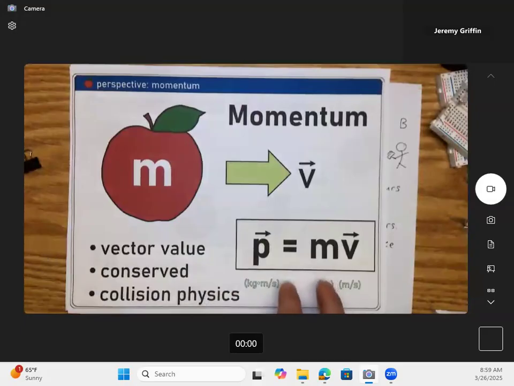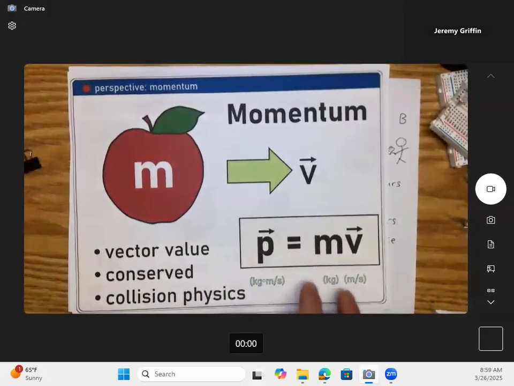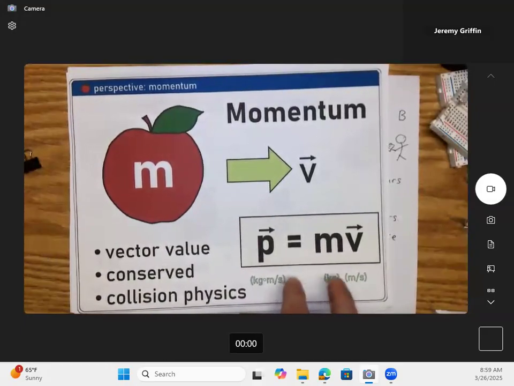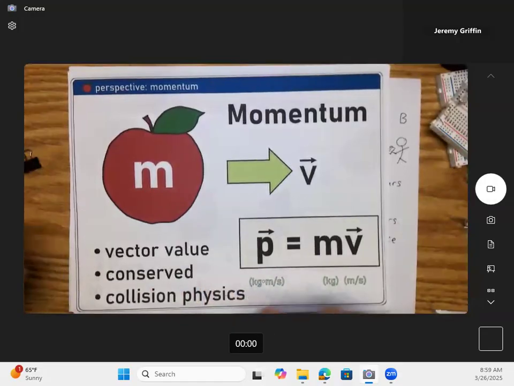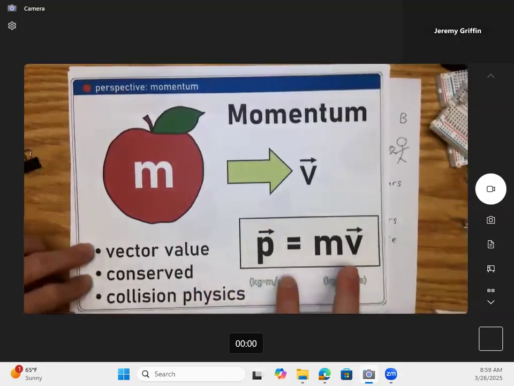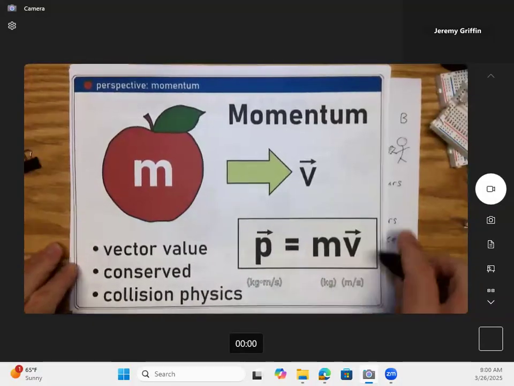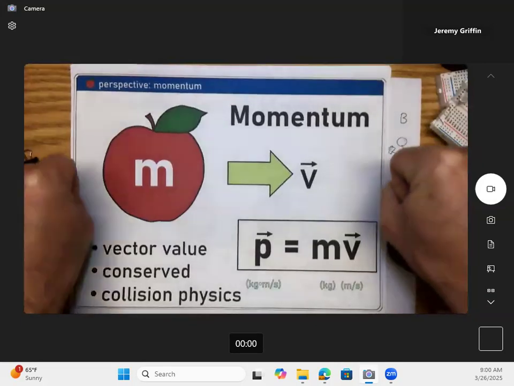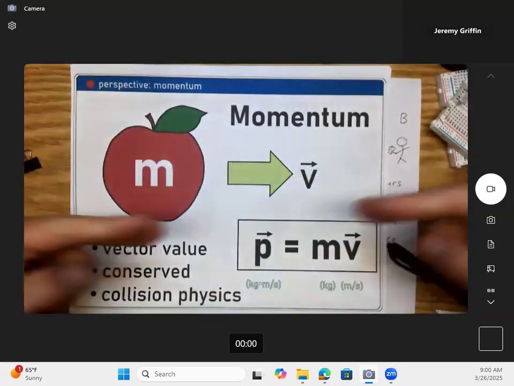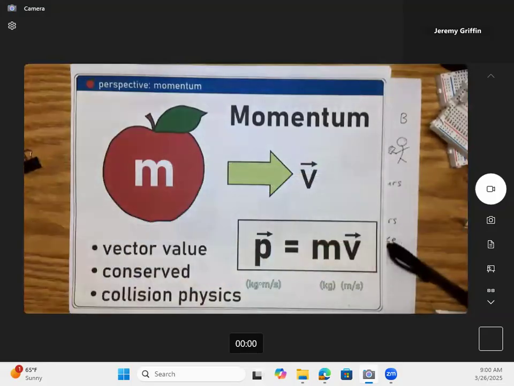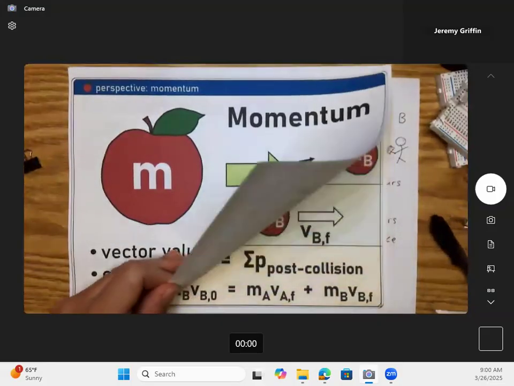And what scenario do you know to apply this feature? Collisions. Yeah, whenever you see collisions, you know that this mass times velocity for the whole system is going to be conserved in a closed system. Right? And the fact that it's a vector value means if someone's going to the left and someone's going to the right, you have to sort of subtract them from each other, right? Because they're opposite directions.